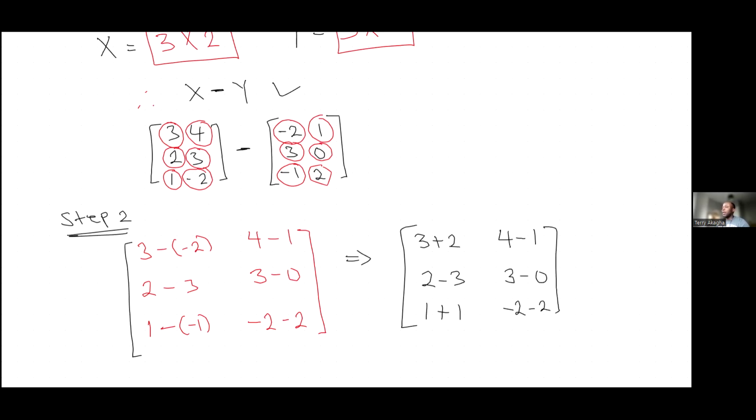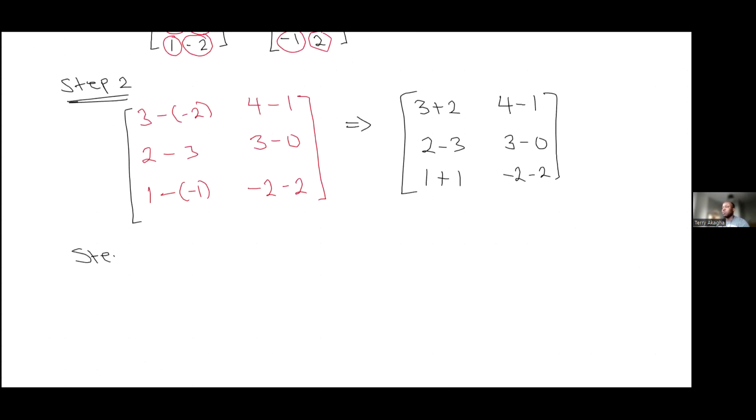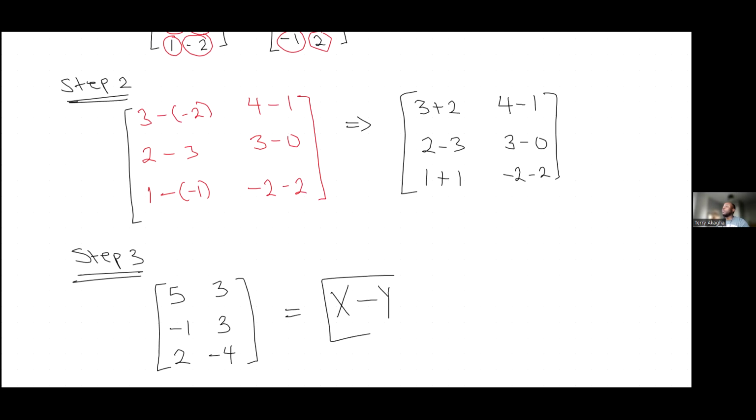So we go to step 3 now. So step 3, we're going to add them together. So 3 plus 2 will give you 5. 2 minus 3 will give you minus 1. 1 plus 1 will give you what? 2. All right. So the next one, 4 minus 1 will give you what? 3. 3 minus 0 will give you 3. And minus 2 will give you minus 4. And this is going to be equal to x minus what? Y. Good. And that will be the answer for that.